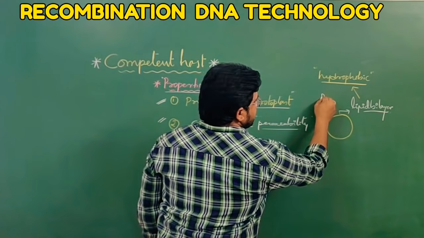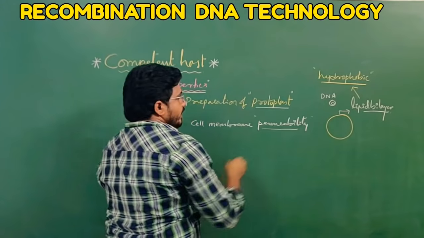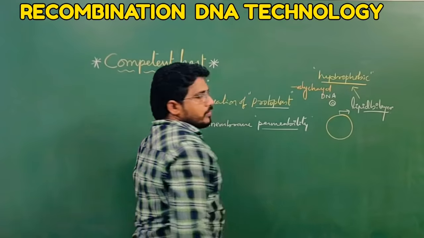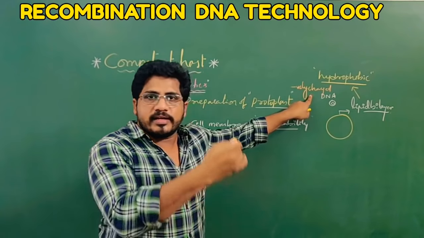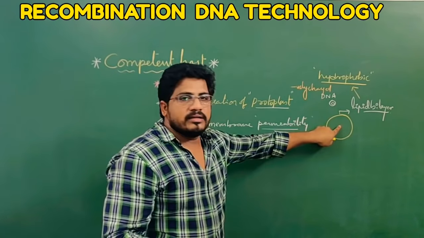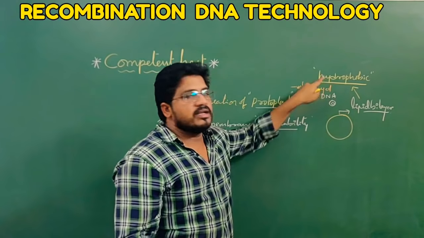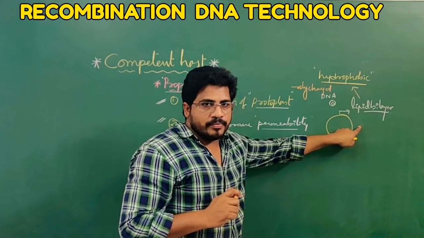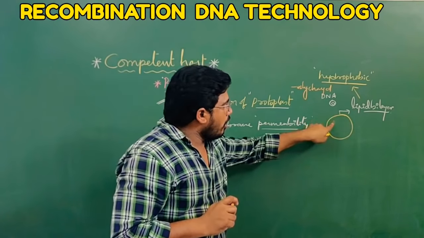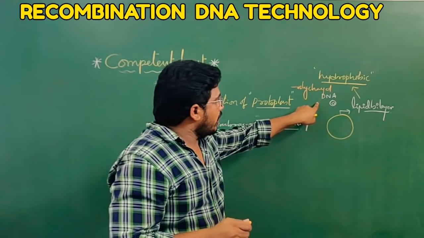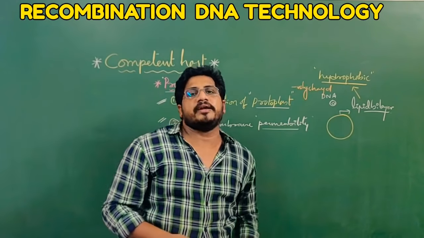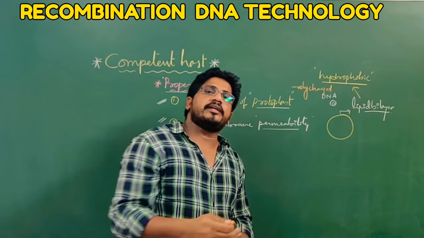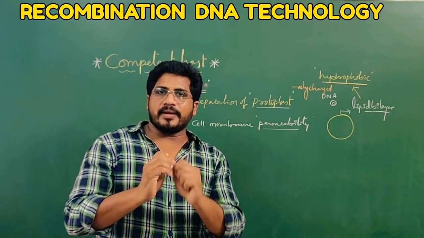And what is this? This is the DNA. DNA is a negatively charged molecule. A negatively charged molecule will not be allowed by the lipid bilayer. Why? The lipid bilayer is hydrophobic in nature. The reason is that due to the hydrophobic nature, the plasma membrane is not ready to allow the negatively charged DNA molecule inside. Then how will the desired gene along with the vector enter the host? It is a very complicated process.